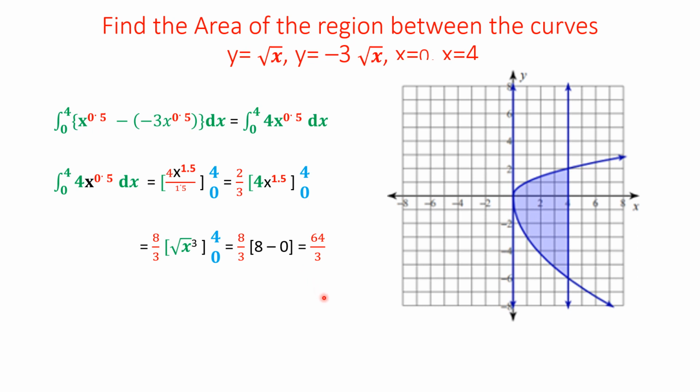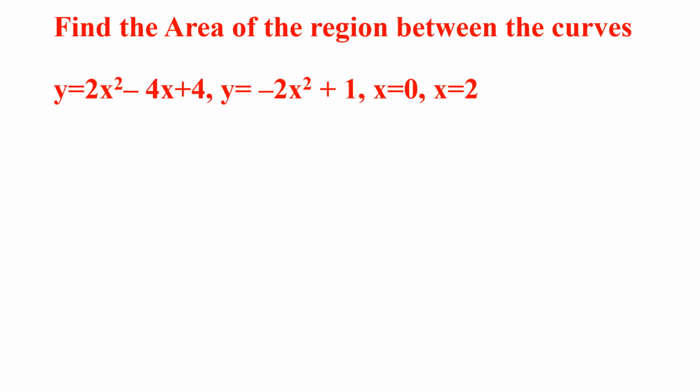Let's go to the next question. We have to find the area of the region between the curves. And the curves are as follows: y equal to 2x squared minus 4x plus 4, y equal to negative 2x squared plus 1, x equal to 0, and x equal to 2.